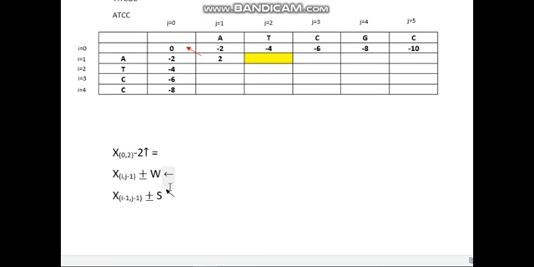So when I do that, the value with the coordinate (0, 2) corresponds to this, which is 0, and 0 at the second row is equal to minus 4. So we'll have minus 4, minus 2, which is the gap penalty. So that would become minus 6.